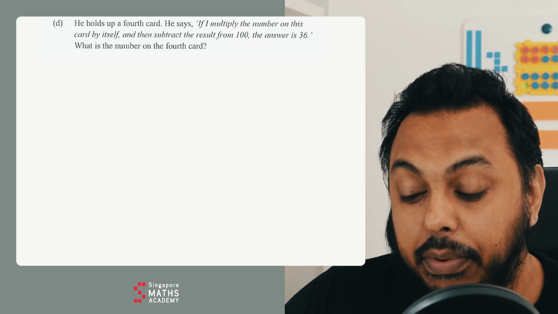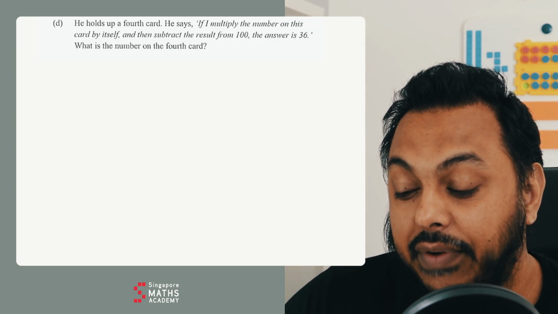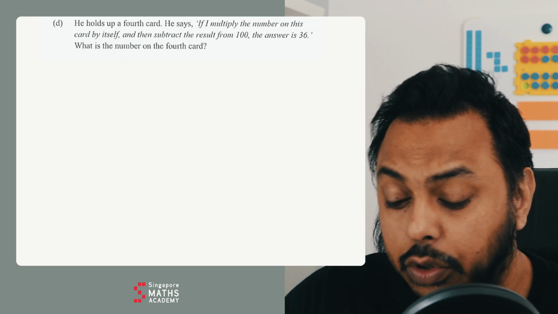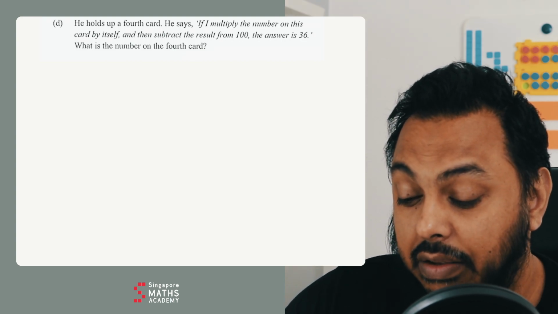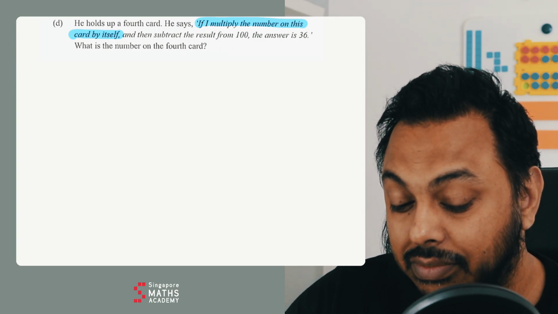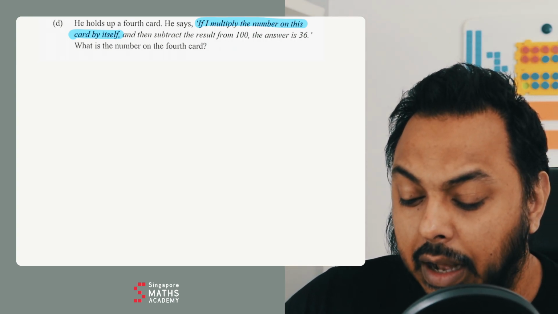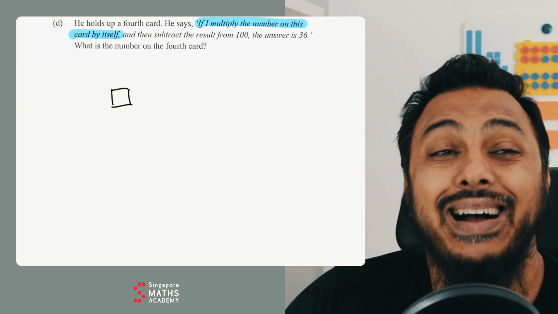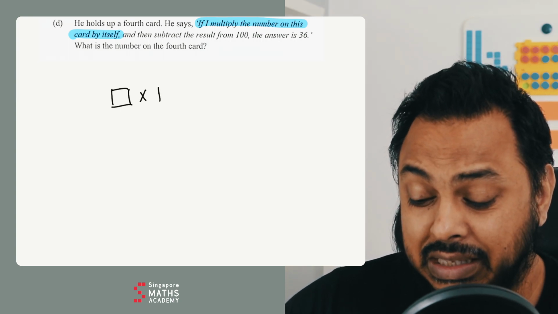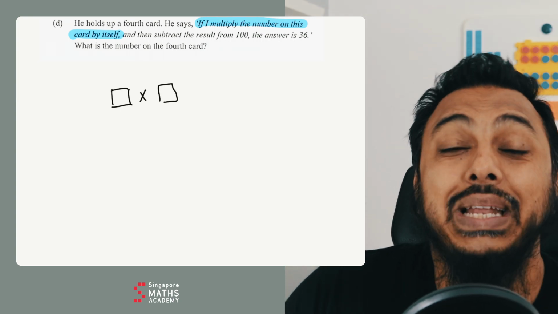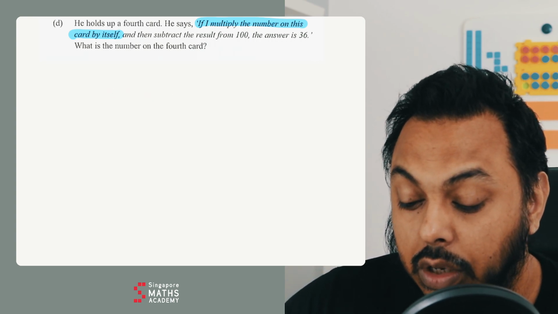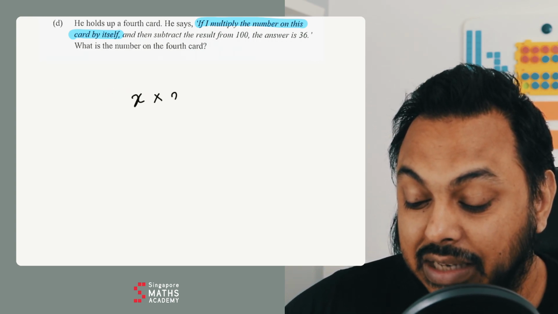So he holds up a fourth card. He says, if I multiply the number on this card by itself. So I don't know that number, right? So fourth card, I don't know. But if I multiply it by itself, that's the tricky part here. If I use a box, how do I show multiply by? I could do this, but that could mean any number, right? It could be 5 and 4, but that doesn't mean multiply by itself. So in this case, I might write x times x.